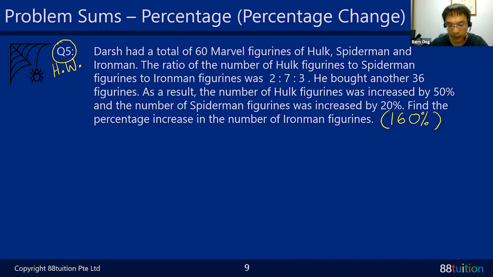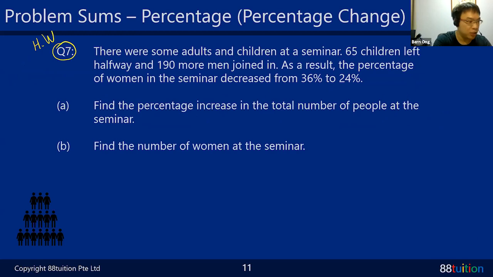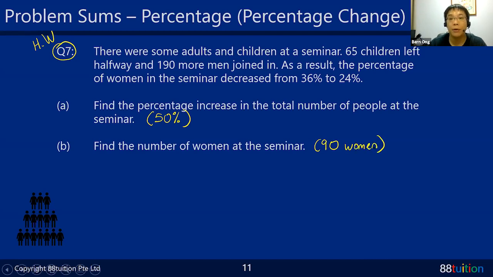And we'll be doing question 6. And question 7 will be your homework also. As you can see, there's a lot of percentage increase. Yes, today's practice is actually more on percentage increase. So question 7A, the answer will be 50%. And question 7B, the answer will be 90. 90 women. So as I repeat again, question 5 and question 7 will be your homework. The answer is already given. Try to get the answer. Next week, I'll go through with you.